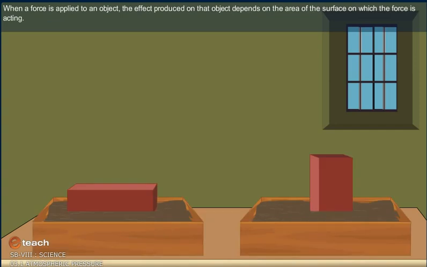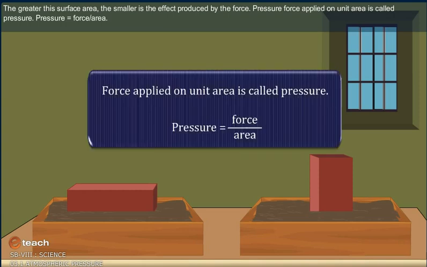When a force is applied to an object, the effect produced on that object depends on the area of the surface on which the force is acting. The greater the surface area, the smaller is the effect produced by the force. Pressure. Force applied on unit area is called pressure. So pressure is equal to force upon area.